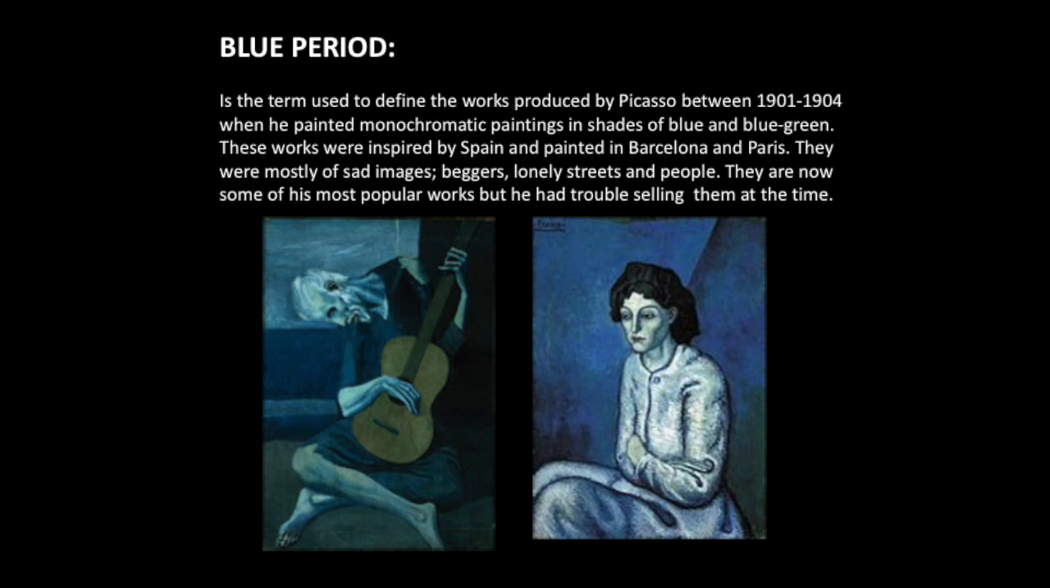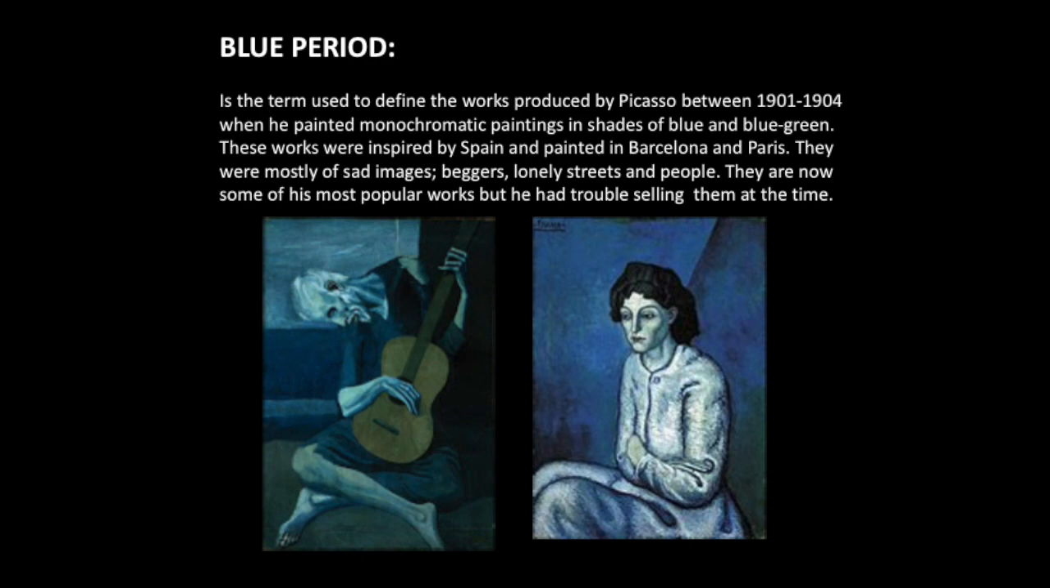These works were inspired by Spain and painted in Barcelona and Paris. They were mostly sad images, of beggars, lonely streets, and people, and they are now some of the most popular works he ever created, but he had trouble selling them when he was making them. They reminded people, I guess, of really sad times. The color blue is very often used to describe sadness and loneliness.